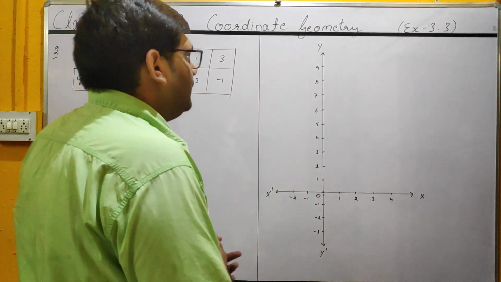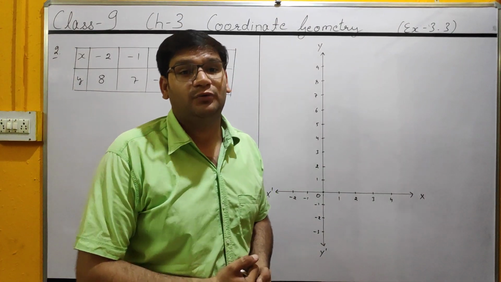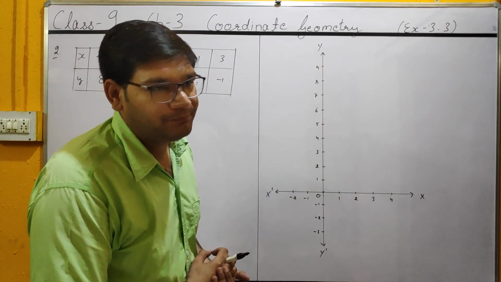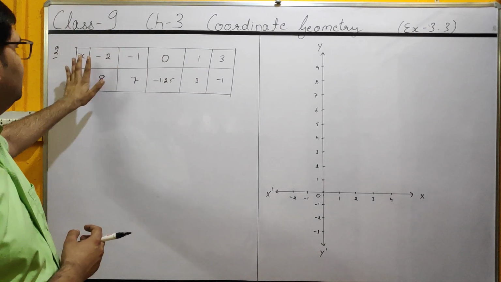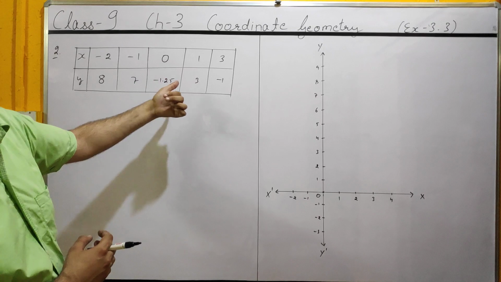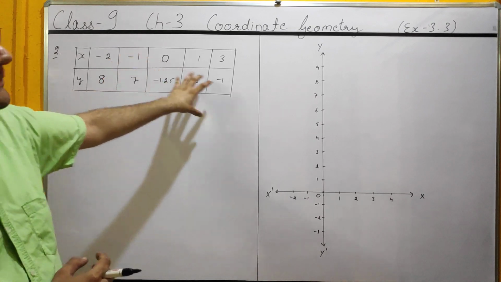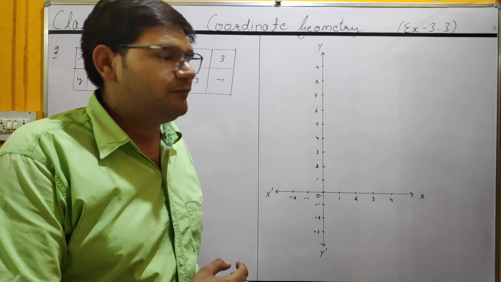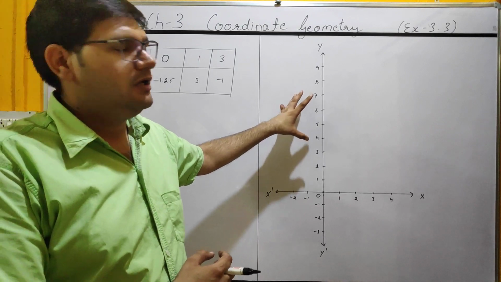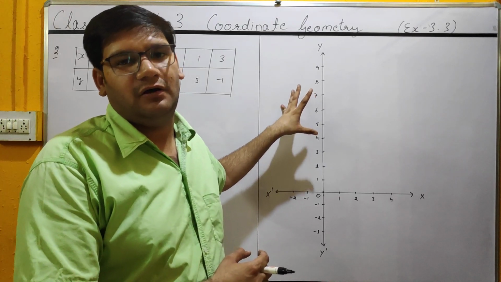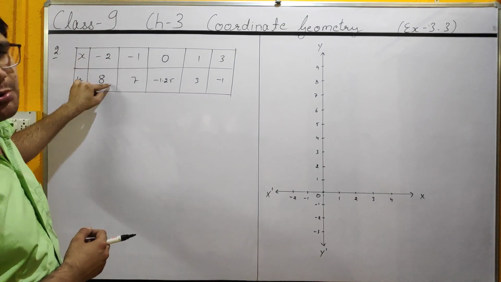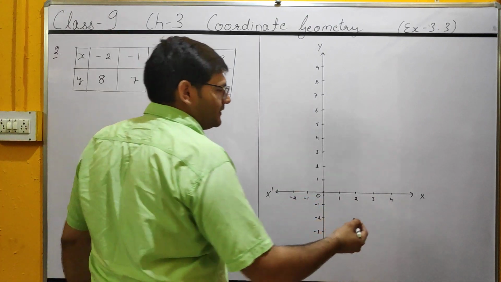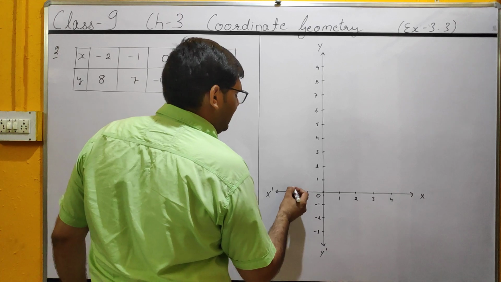Question number 2, and you can say the last question of the unit, last question of the exercise. This table is provided to us. The values of x and y are given. We need to locate these points on the Cartesian plane. So first of all, just draw the Cartesian plane. It's always better to draw all the graphs on the graph paper only. Now, x is -2 and y is 8. So just locate the points. X is -2 and 8.